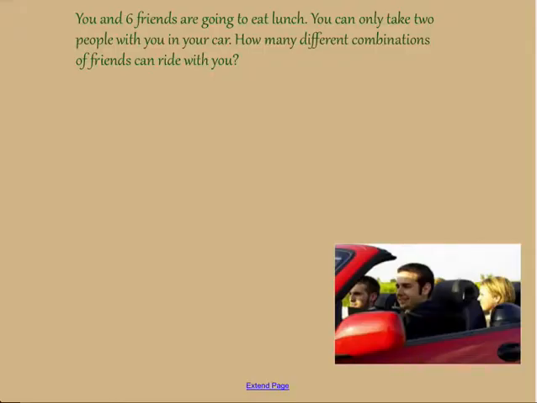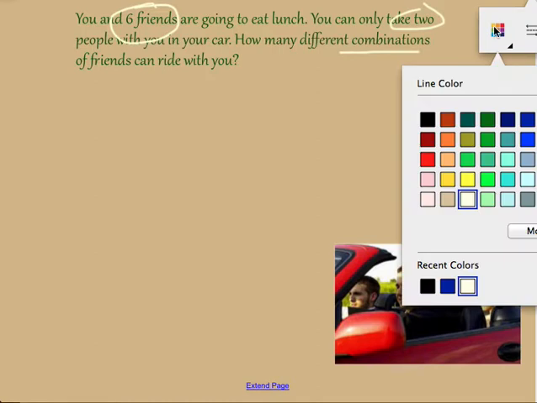Let's take a look at number 5. You and your friends are going to eat lunch. You can only take 2 people with you in your car. How many different ways can you choose friends to ride with you? So we have 6 friends that we are choosing from, but only 2 of them can fit in my car. And first of all, it even says combinations in the word problem, but think about it. Does it matter the order in which I pick students to go in my car? No, it just matters the groups that I pick to go in my car. So combinations a lot of times has this group mentality of just picking a group.